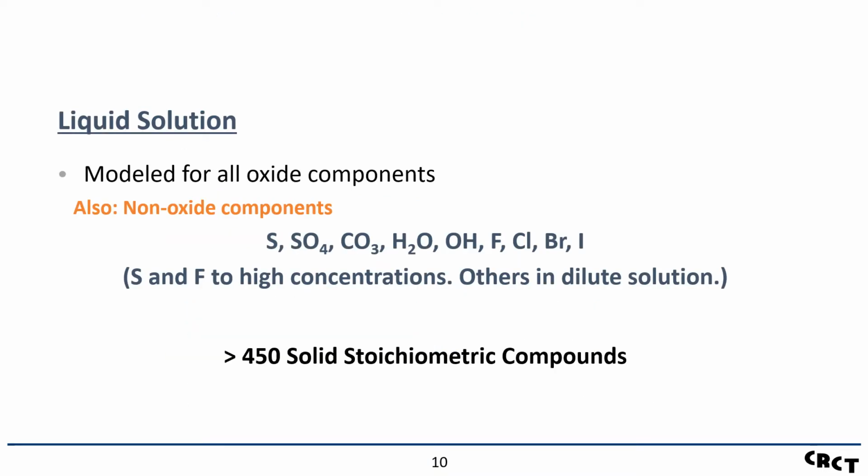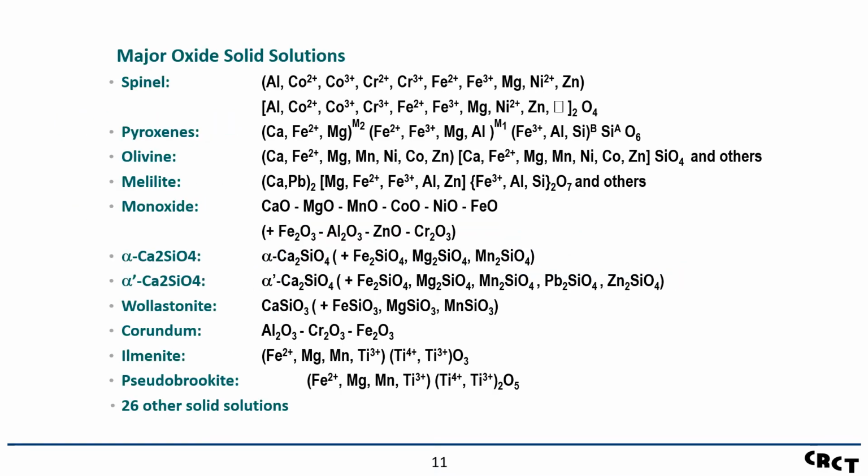In the liquid solution, we have modeled all the oxide components that I showed, and also non-oxide components: sulfur, sulfate, carbonate, and so on. Sulfur and fluoride have been modeled to high concentrations, and the others in dilute solution. 450 solid stoichiometric compounds are also in the database. Also, we have evaluated data for all sorts of other major oxide solutions, spinel, pyroxenes, olivine, and so on.